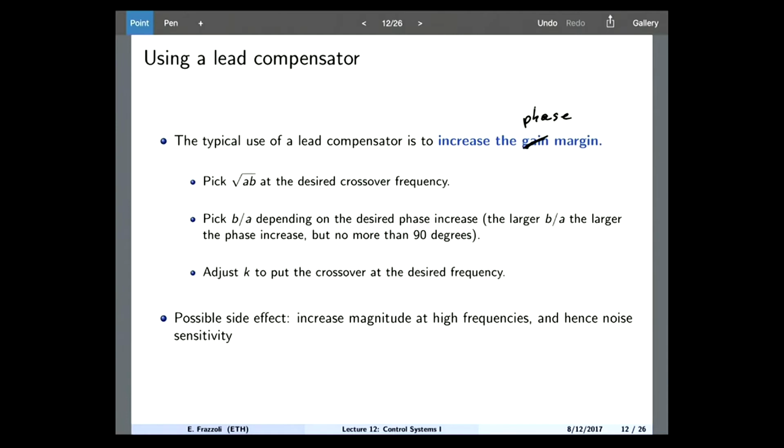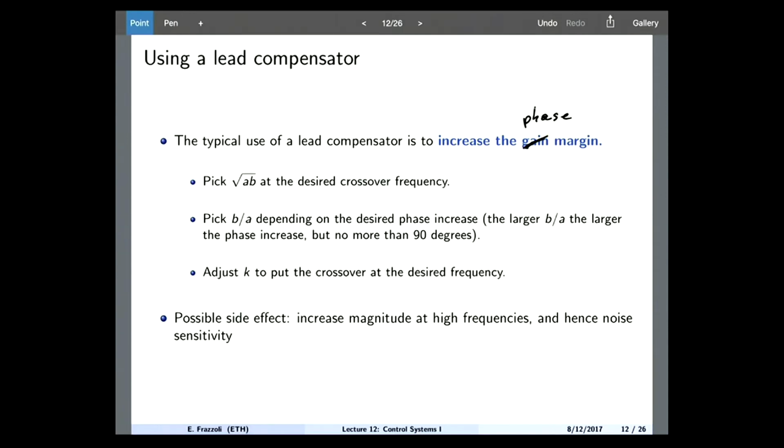What are the side effects of a lead compensator? Remember that you are increasing the magnitude at high frequency, meaning that you can increase your sensitivity to noise, okay? So the side effect of a lead compensator is essentially increased noise sensitivity, which is the same as we found with a PD controller, right? What we said with the PD controller is great. It increases your robustness, that is the phase margin, right? But it may make your system more sensitive to high frequency noise.